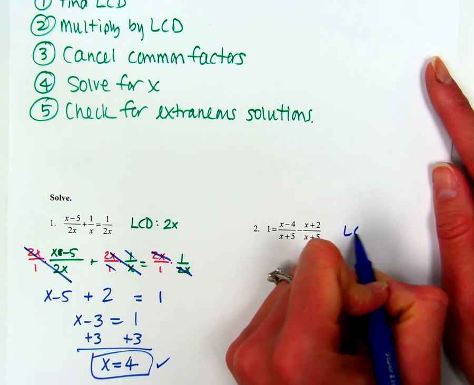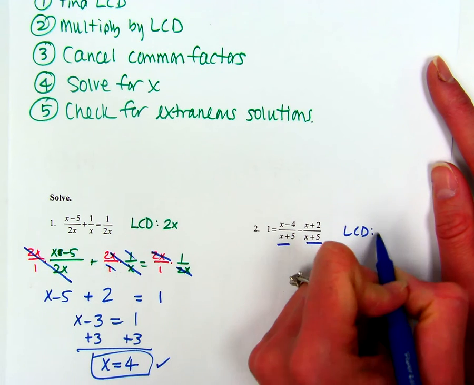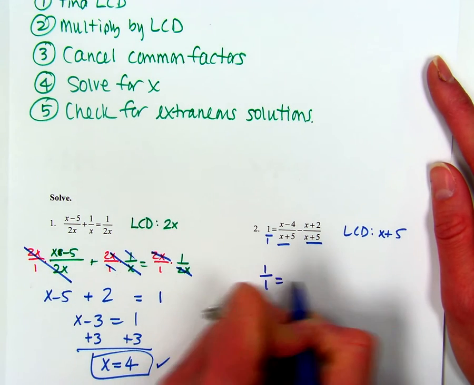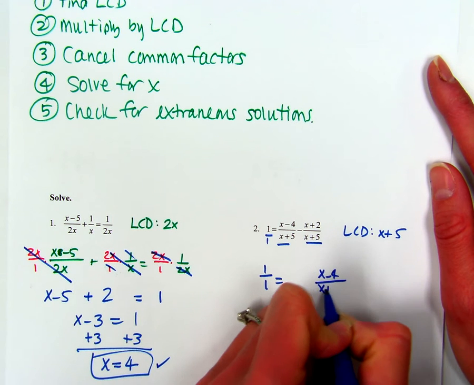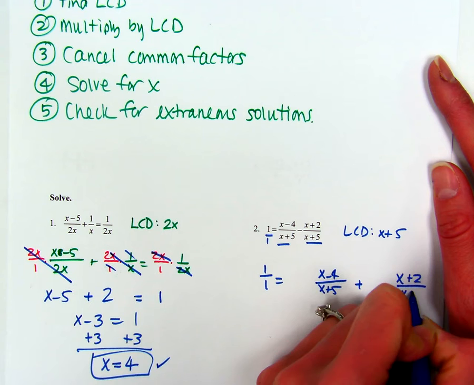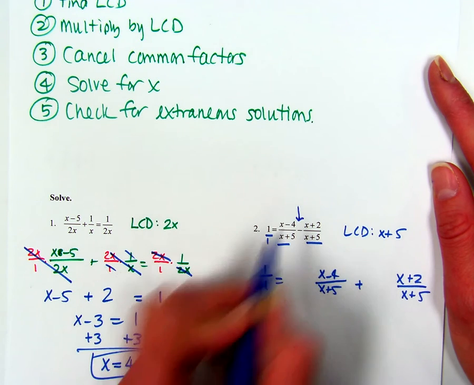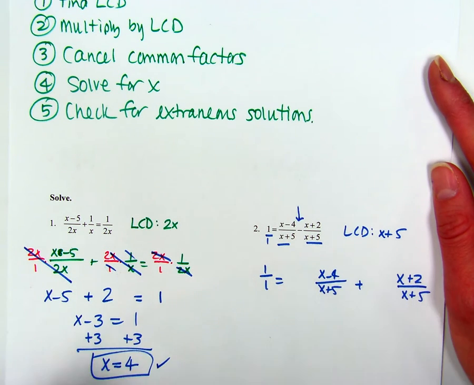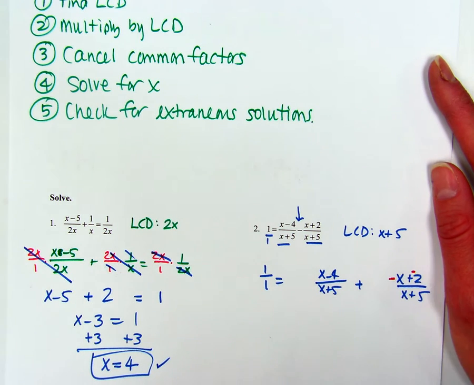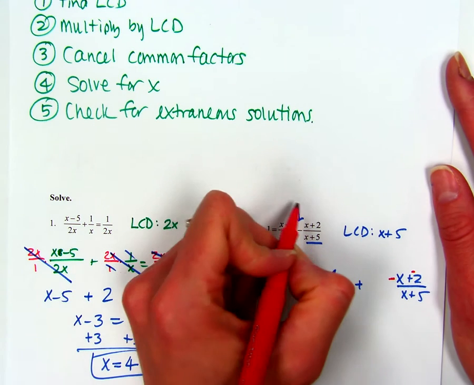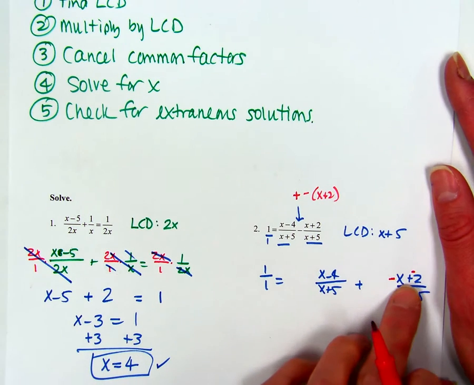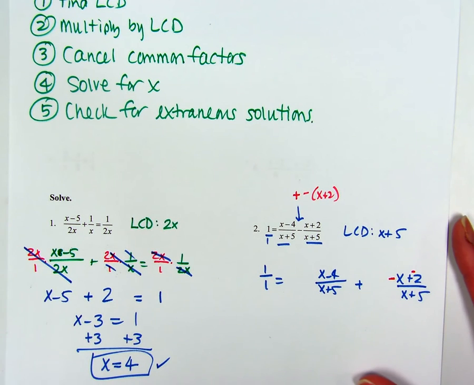All right, look for your LCD. These are both the same, so my LCD is just x plus 5. This denominator is just 1. So I'm just rewriting the original equation. All right, so notice this is a minus. I'm going to change this to plus a negative. So I'm going to make this a negative and a negative. I think that'll make it a lot easier. So make that add a negative x plus 2. That's where I got this from. Okay? So now I'm going to put in my LCD.